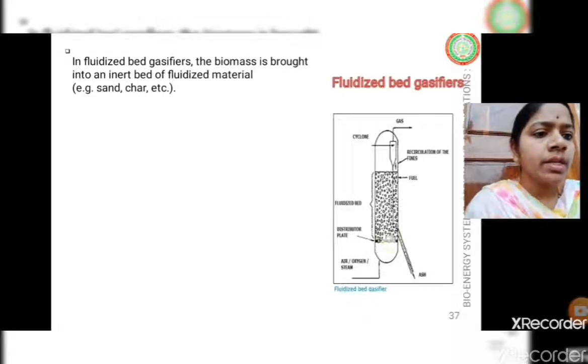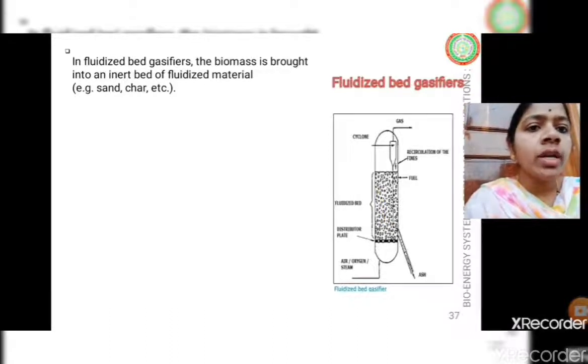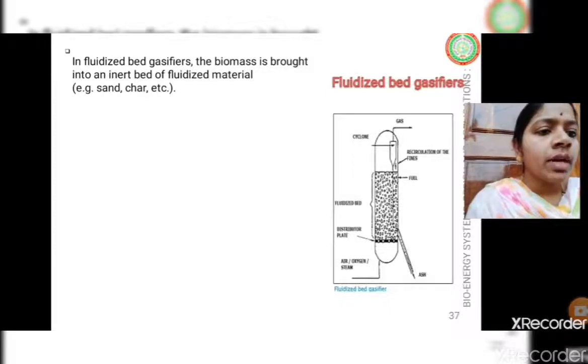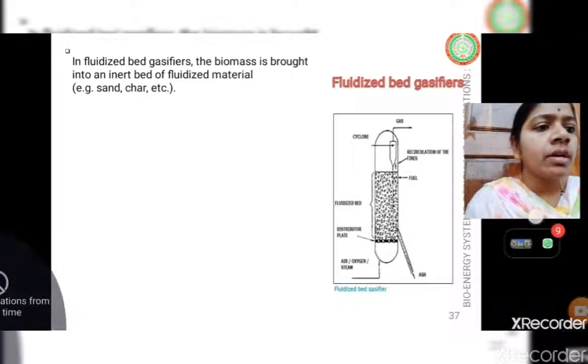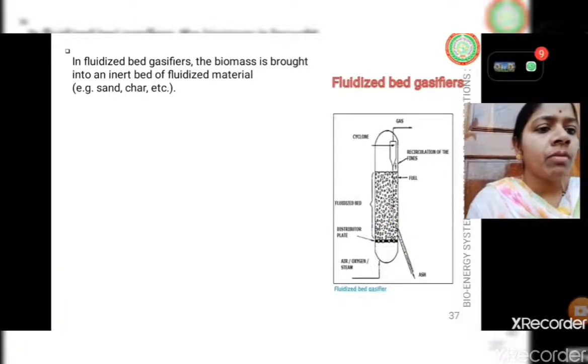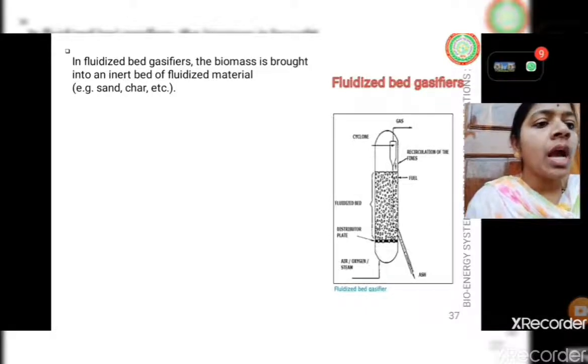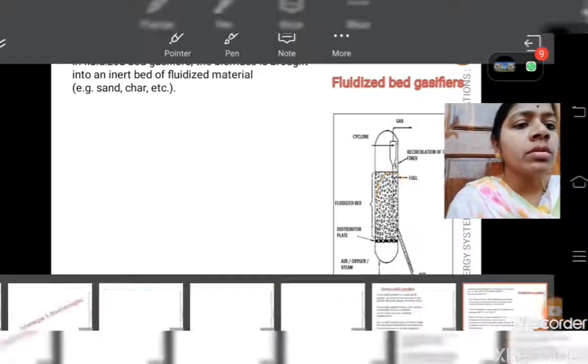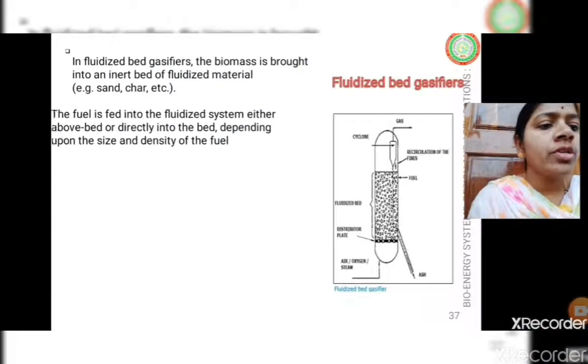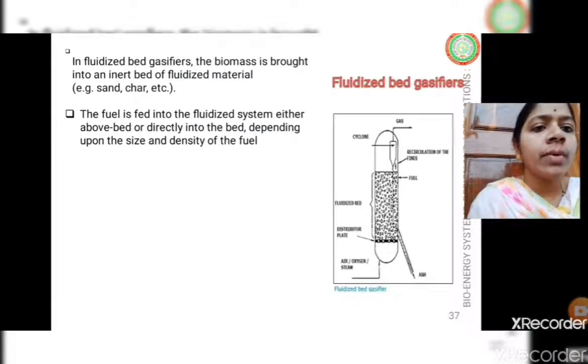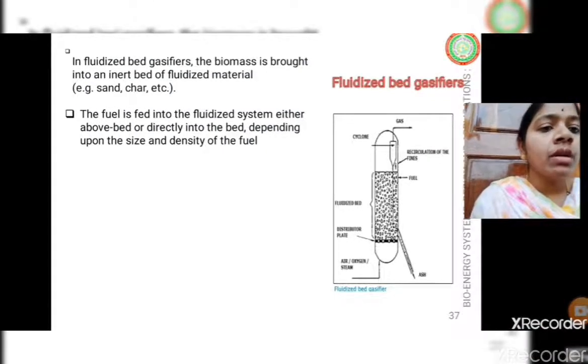Here you can see there is a grate, and above the grate there will be a bed. Above the bed we add the biomass material. Usually the bed material will be sand or char. They will be added, and then air, oxygen or steam will be sent in for fluidization purposes.